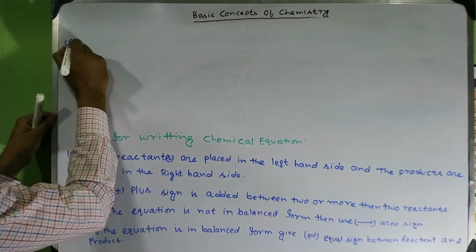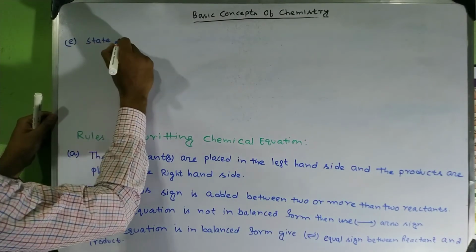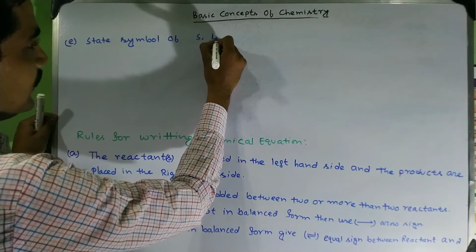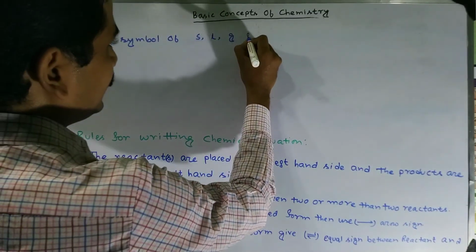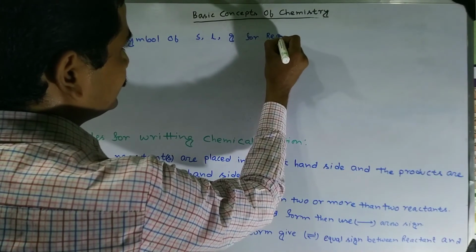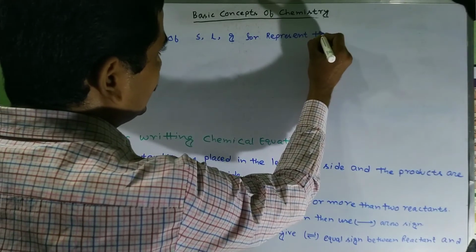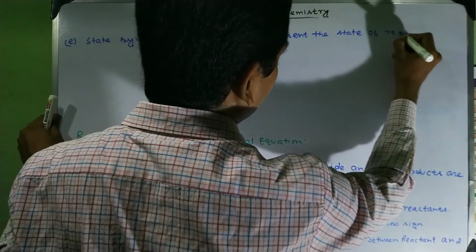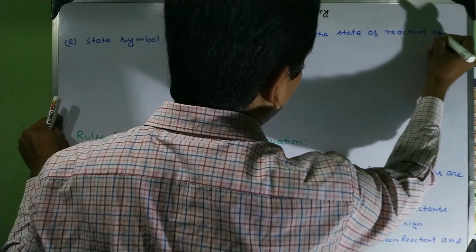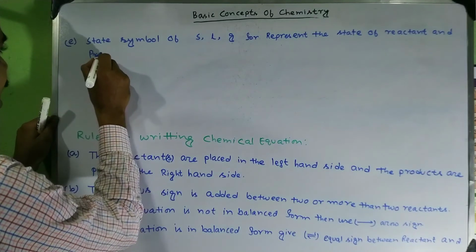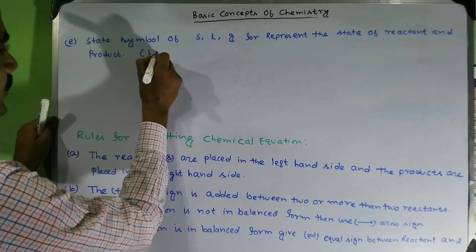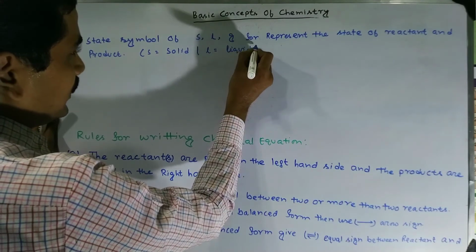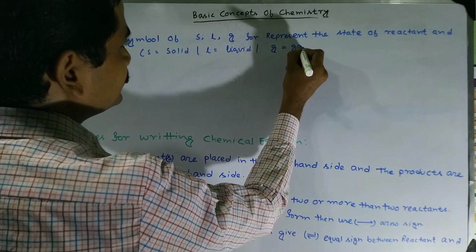E. State symbols of S, L, G are used to represent the state of reactant and product. S for solid, L for liquid, G for gas.